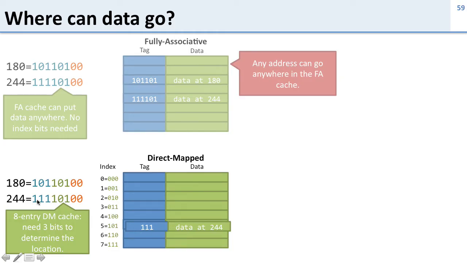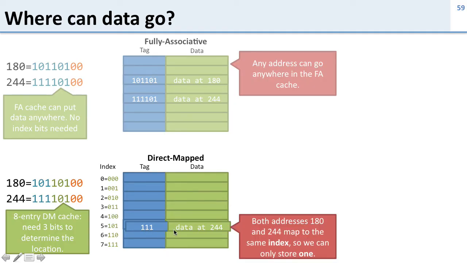Now when we go ahead and put it in here, you can see we have our tag, and our tag's much smaller here. The tag is smaller than it was up here in the fully associative cache because part of our address tells us where we are. If we're looking at entry 5 in the tag cache here, that's because our address has already told us to look here, so we don't need to store those bits again. In this case, both addresses 180 and 244 map to the same index, so we can only store one in the direct map cache.